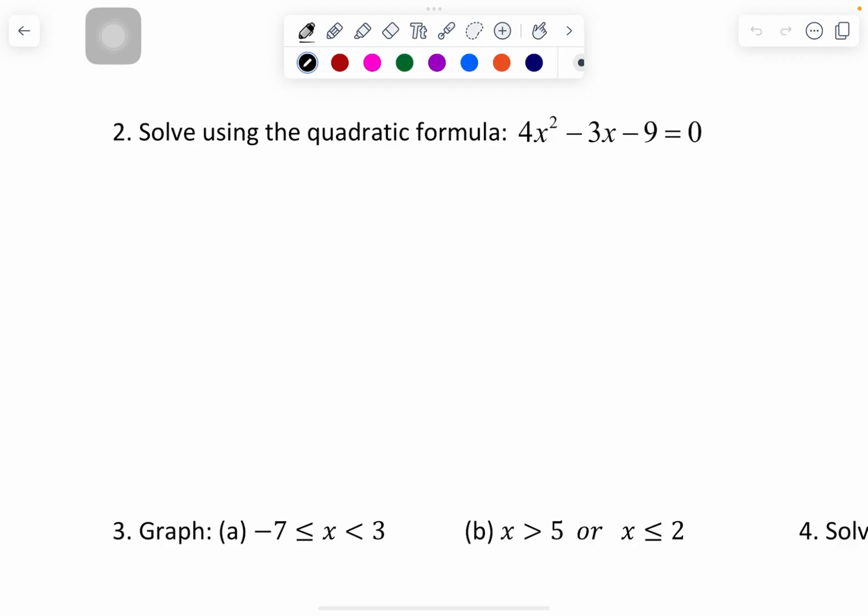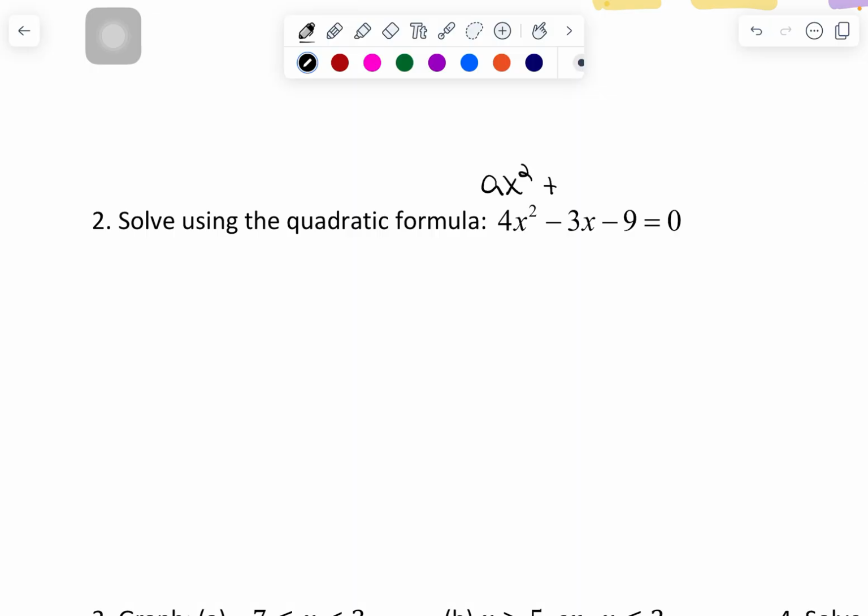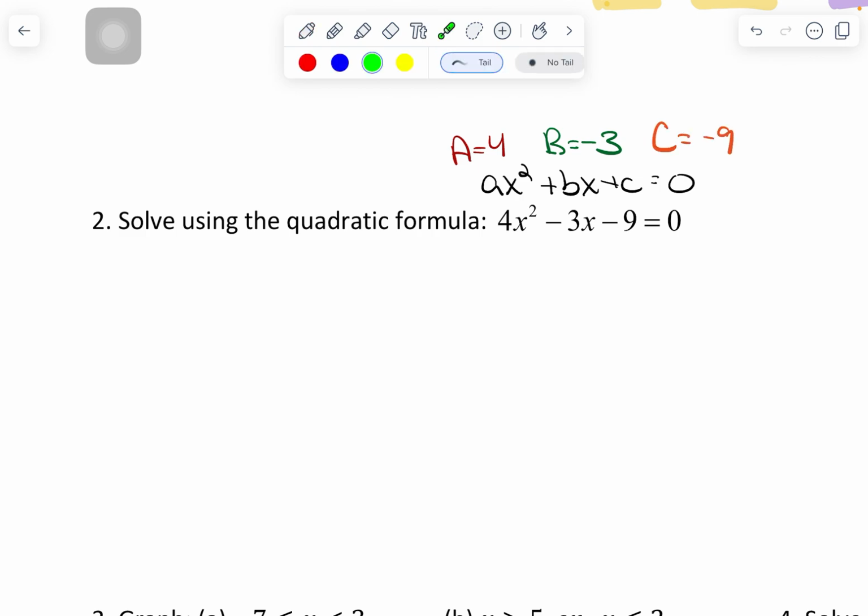Now, conveniently, the equation is already given in the form that we want, which is ax squared plus bx plus c is equal to 0, which means that we're going to use an a value of 4, a b value of -3, and our c value is going to be -9. As long as we're in this standard form, x squared, x, then our constant, we can just grab the coefficients, a, b, and c.